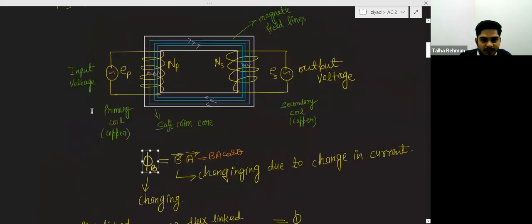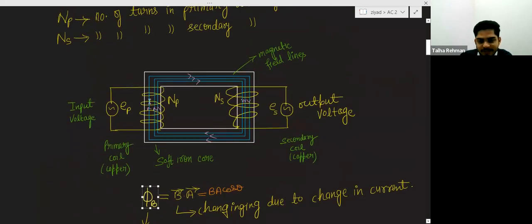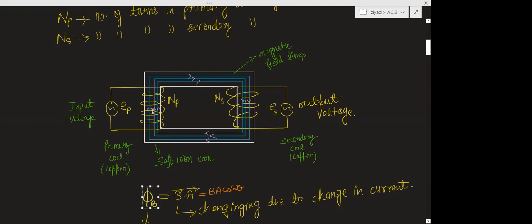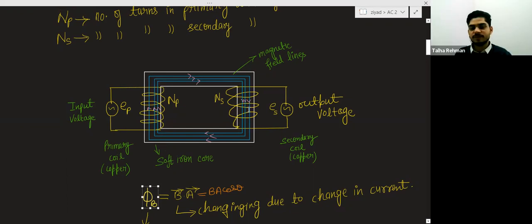Basically, the number of magnetic field lines here and here are the same. The magnetic field lines produced here are going here. Why? Because of this soft iron core. The soft iron core confines the magnetic field lines within itself. So that is why, see, these are the magnetic field lines here also.